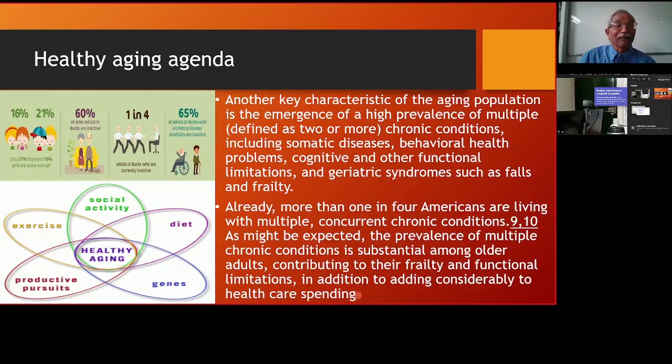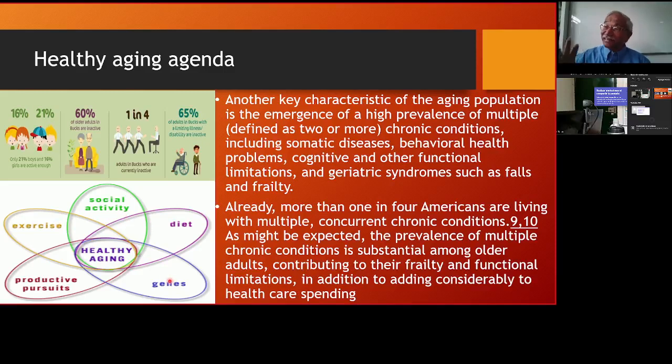So then a healthy aging agenda has to be created. Public health has to find out how you can be healthy. So you need social activity, you need a good diet, you need to address your genes and epigenetics, you need to have productive pursuits, and you need to have exercise. If you follow all these points, this is a model which public health is developing. If you follow this model, then you will have healthy aging.